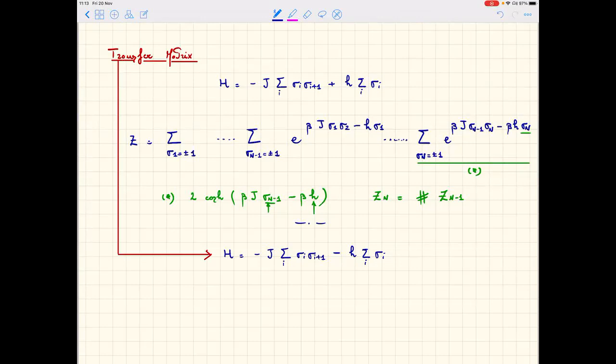All right, so I take this model. Now, it's true that up to now we have been using this model with open boundary conditions. For transfer matrices, it's much better to use periodic boundary conditions.